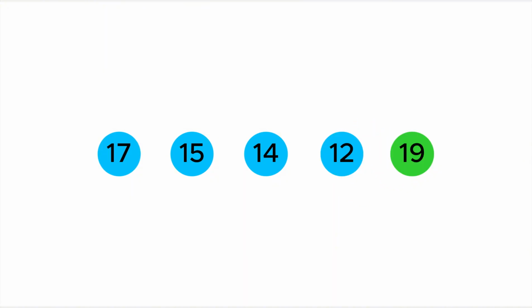At this point, the largest number has bubbled up to the last position. Next, we begin the second iteration. This time, we only go up to the second to last number because the last one is already in its correct place.